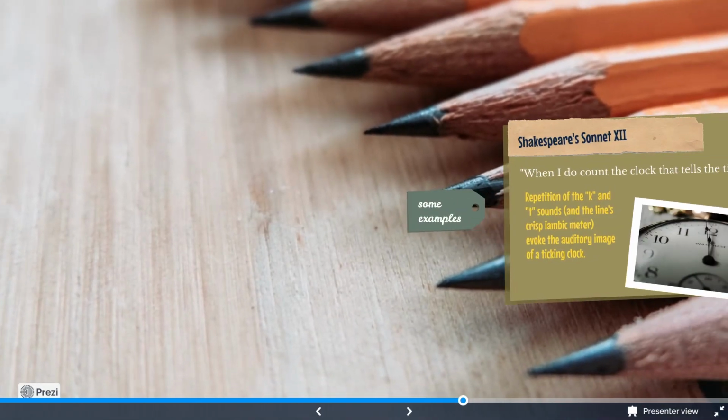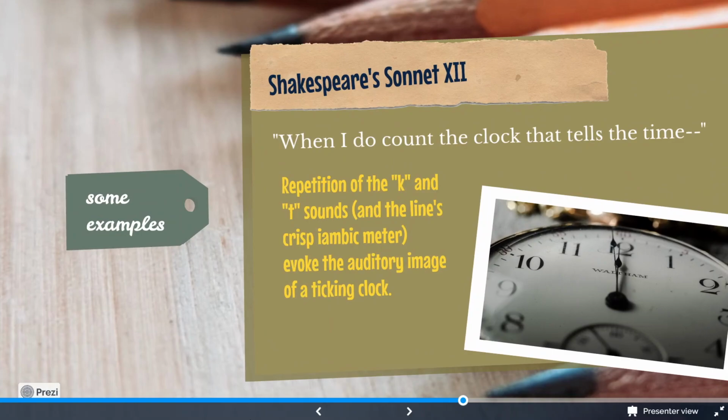Now, how about if we look at some examples of alliteration that have been used in literature? The first here is the opening line from William Shakespeare's Sonnet 12, "When I do count the clock that tells the time." All right, did you hear that? I'll say it again more slowly. "When I do count the clock that tells the time."